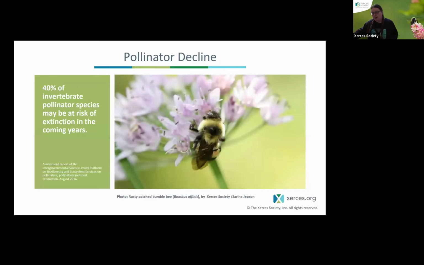So we're also seeing that 40% of invertebrate pollinator species may be at risk, with declines in over a quarter of our bumblebee species. Monarchs and other bees are experiencing similar declines. And so again, losing these functional roles is important to people, but we also want to think about the intrinsic value of nature and this biodiversity that we're trying to protect and conserve.